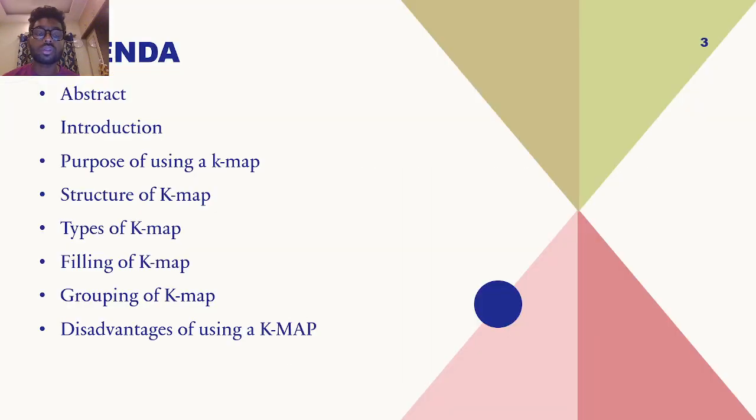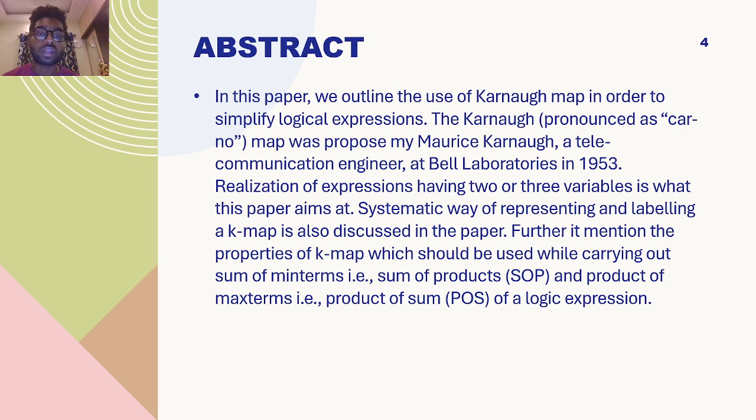The agenda for today's presentation will be abstract, introduction, purpose of using K-map, structure of K-map, types of K-map, filling of K-map, grouping of K-map, and disadvantages of using a K-map. Abstract. In this paper, we'll outline the use of the Karnaugh map in order to simplify logical expressions. The Karnaugh map was proposed by Maurice Karnaugh, a telecommunication engineer at Bell Labs, in 1953.